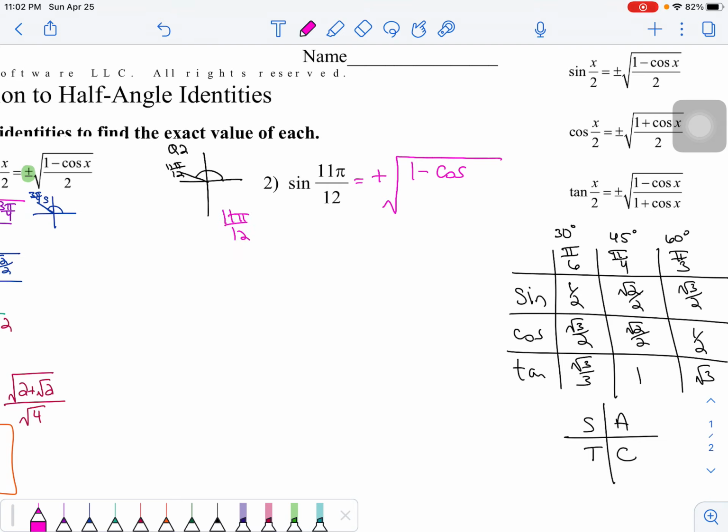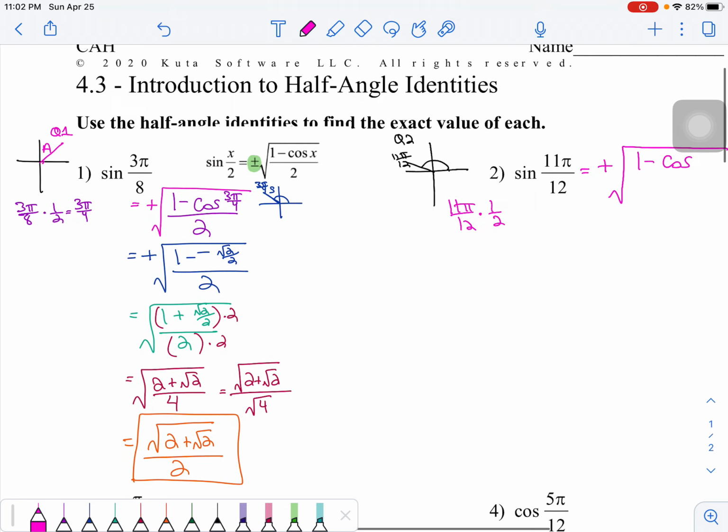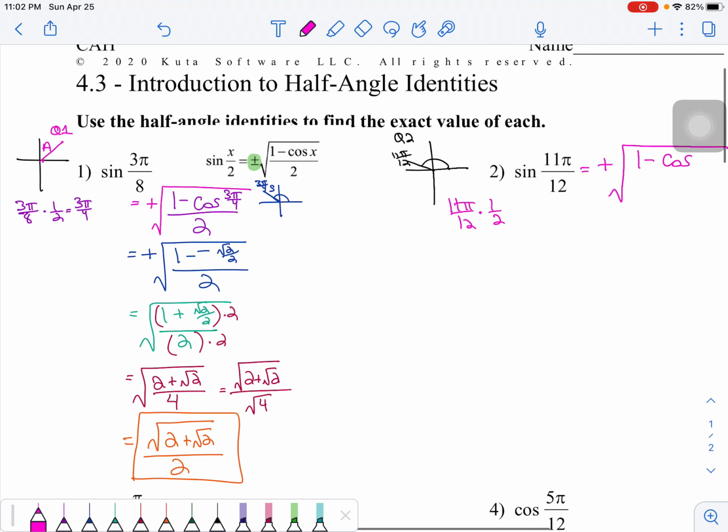So I'm going to take 11 pi over 12, multiply it times a half, and that's going to get me, wait a minute, did I do that wrong on the last one? Wow, I did. I have issues. Okay, I need to take a nap apparently.